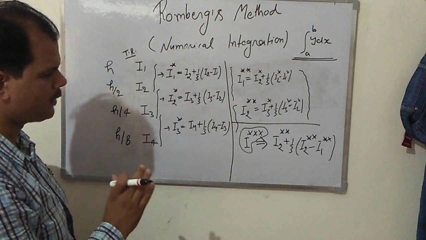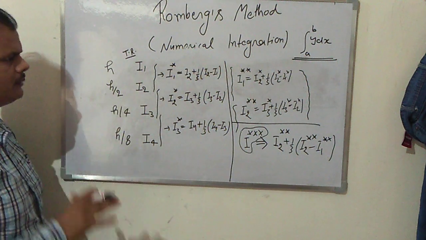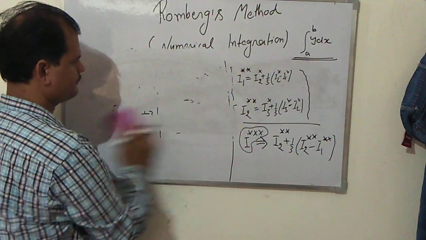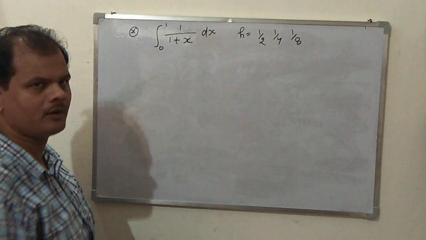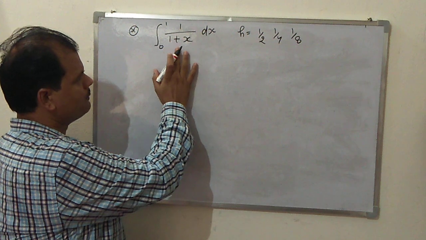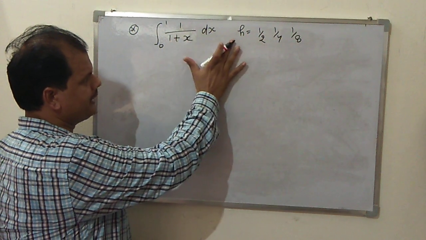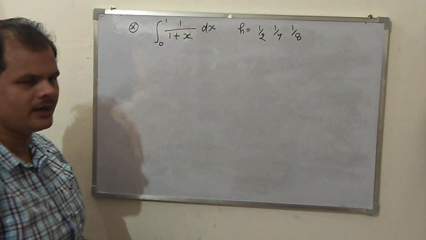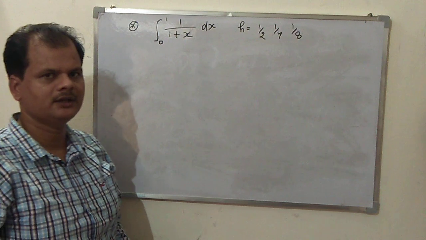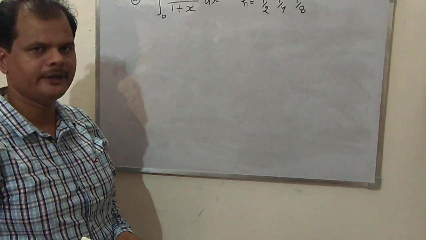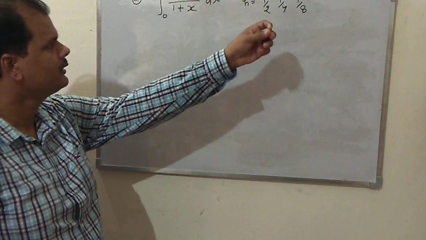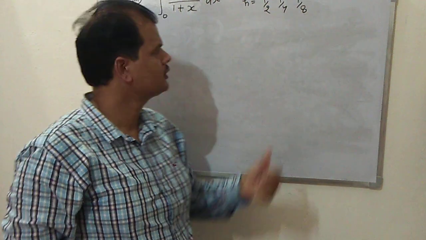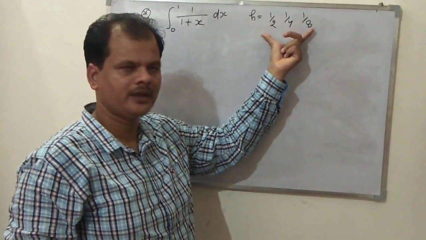So let us take one problem and try to solve it. Integral of 1 by 1 plus x dx, where h is given as 1 by 2, 1 by 4, 1 by 8. The question is to find the integral using the Romberg method by taking h equal to 1 by 2, 1 by 4, 1 by 8. Even if you want more accuracy, we can have h equal to 1 by 16 and so on. I am taking only 3 values of h.